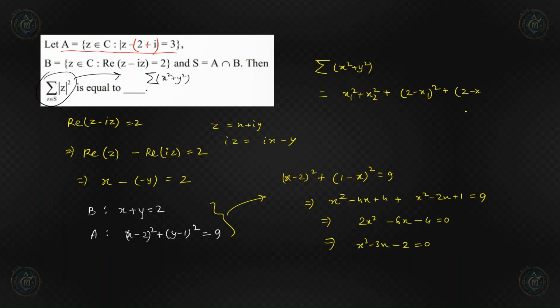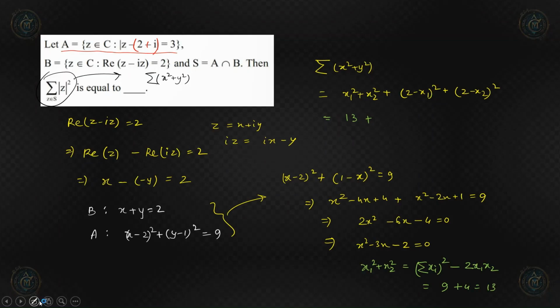Sorry, (x1 + x2) whole square, right? So now we can find x1 square plus x2 square easily from this equation. x1 square plus x2 square will be the summation of xi whole square minus 2 times x1 x2, right? So it will be 3 square, that is 9, minus 2 times this will be minus 2, that means 4, right? So this will be 13. So from here x1 square plus x2 square is equal to 13, plus, now this thing we have to calculate.